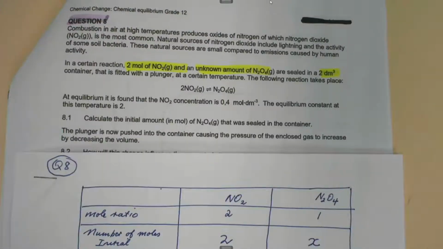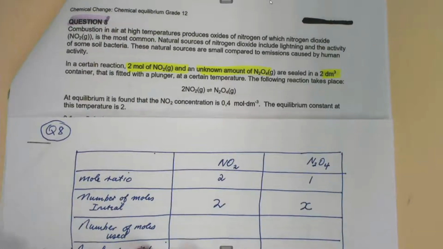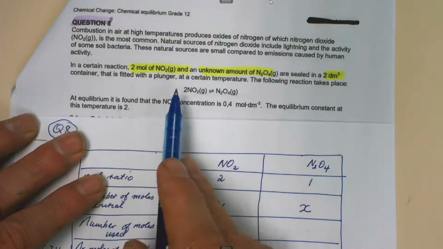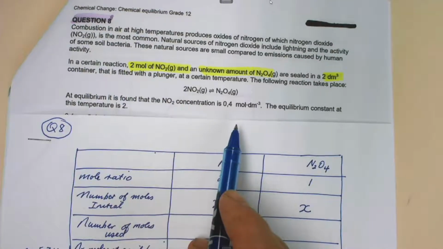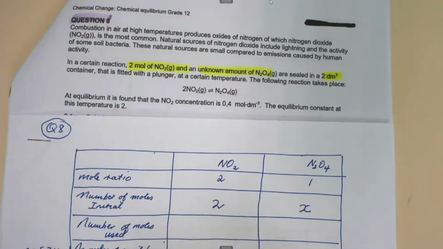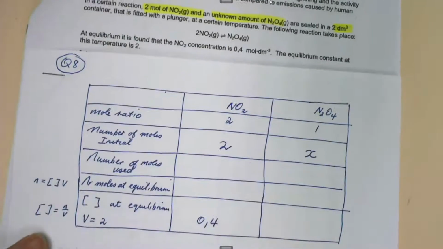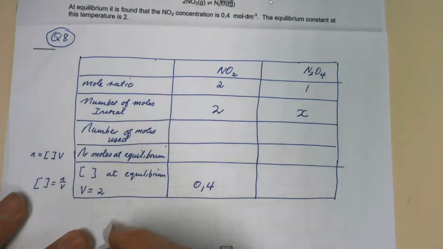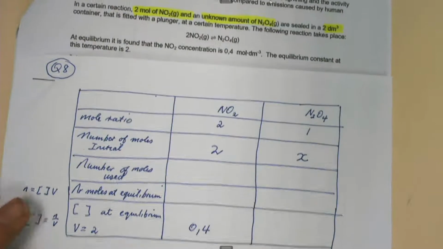Okay, so now what else information do they give me? They tell me at equilibrium, it is found that the NO2 concentration, that concentration is 0.4. Okay, at equilibrium, it is 0.4. So they gave me this concentration. That one, it was given to me. All right, and then they say the equilibrium constant at this temperature is 2. So they give me the Kc value is equal to 2. And that is the information they give me.